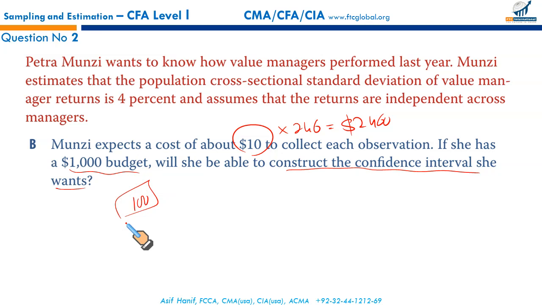What should she do? She can either proceed with her current budget and settle for a sample size of 100, but for that she needs to accept a wider confidence interval, or she will have to raise her budget to $2,460 to get the sample size of 246 and achieve 1% width in her confidence interval. So it's all about the money, right? Next.